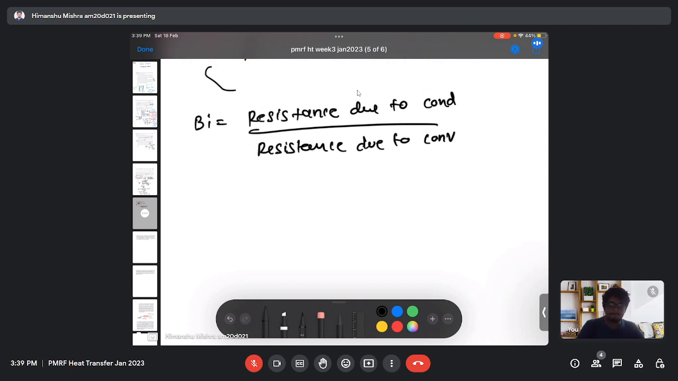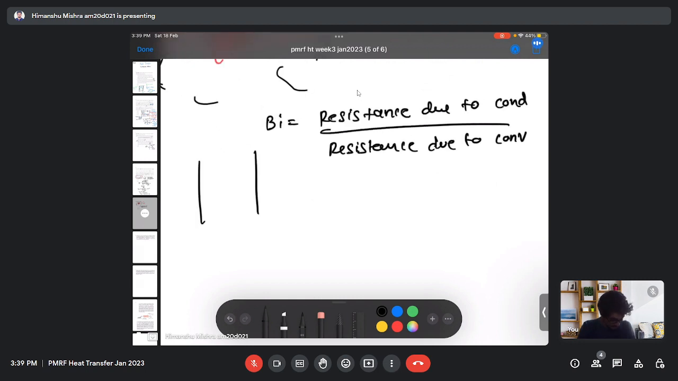So now, if my resistance due to conduction is high, it means that the system will take a long time to transfer the heat, because my resistance is more, so there will be more time. There will be some significant time to attain the uniform temperature. So this is my uniform temperature. Let's say the green line is the uniform temperature, and it will take a long time to attain this.